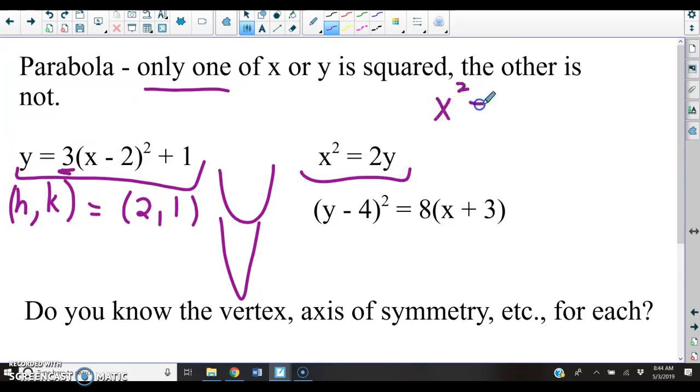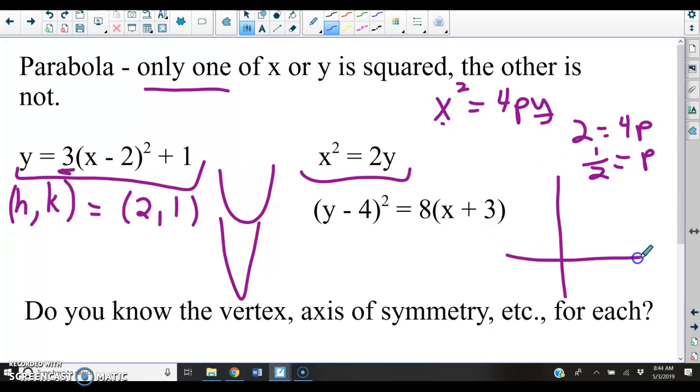When we see x squared equals 4py, or if you switch the x and y, okay, since 2 equals 4p, p has to equal 1/2. So then when you go to graph this, okay, p is going to be 1/2 above for the focus, 1/2 below for the directrix. Here again, only one of them squared. This one happens to be pointing sideways.